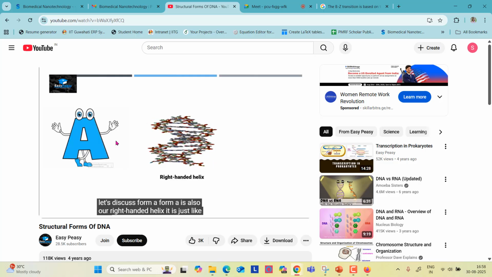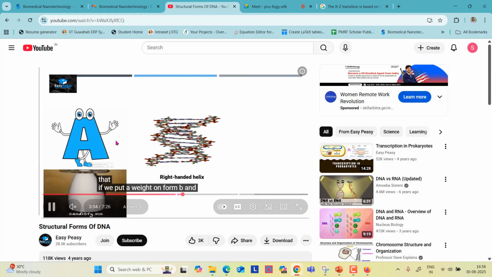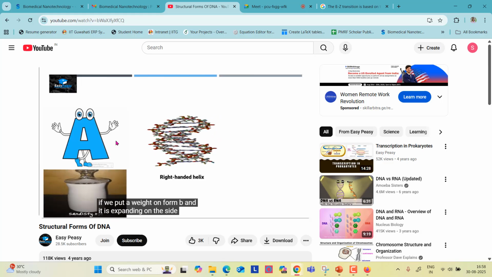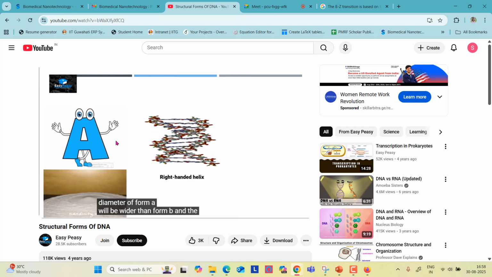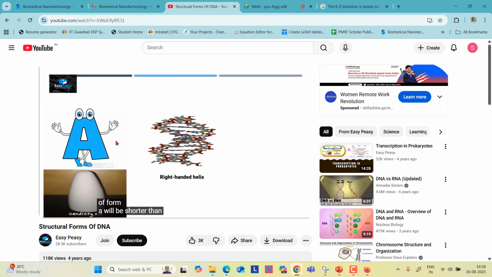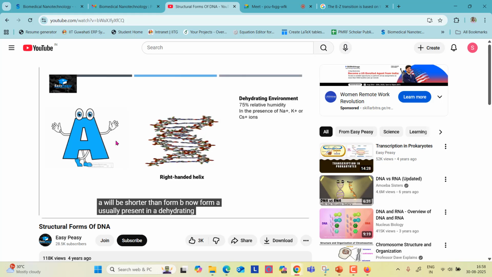A DNA is also a right-handed helix. If we put a weight on form B and it expands on the side, the diameter of A will be wider than form B, and the length of form A will be shorter than form B. Okay.